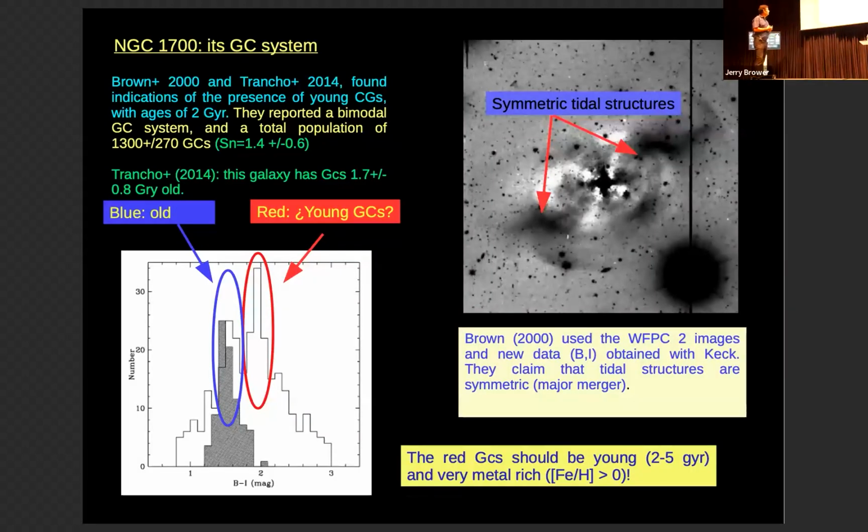Okay, regarding the globular clusters in this galaxy, Brown et al. studied this system. They found a bimodal color distribution here, and they say that the low surface brightness features in this galaxy are symmetrical, and then this galaxy is a result of a binary merger. So if that is true, then they say that the blue globular clusters should be very metal poor and older, but the red globular clusters should be young and very metal rich.